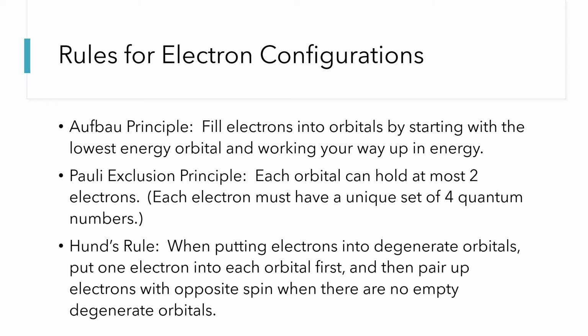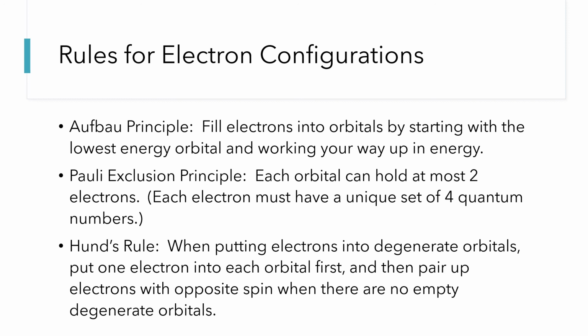The Aufbau principle is the rule that says we need to start by putting electrons into the lowest energy orbital that's available, and then when that's full, work our way up to the next lowest energy orbital. The Pauli exclusion principle is what tells us that we can put at most 2 electrons into any one orbital. By the end of this chapter, when you know about quantum numbers, we can recast the Pauli exclusion principle to say that each electron must have a unique set of 4 quantum numbers, and then that limits us to putting 2 into any given orbital because of the spin quantum number.